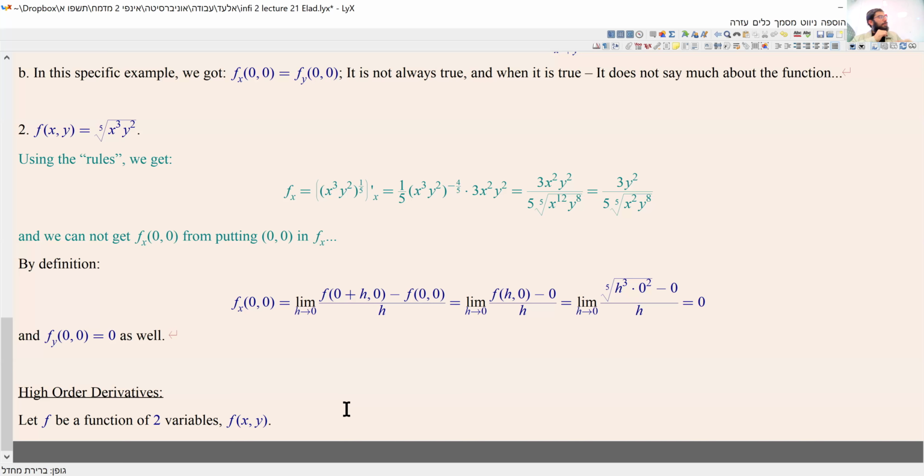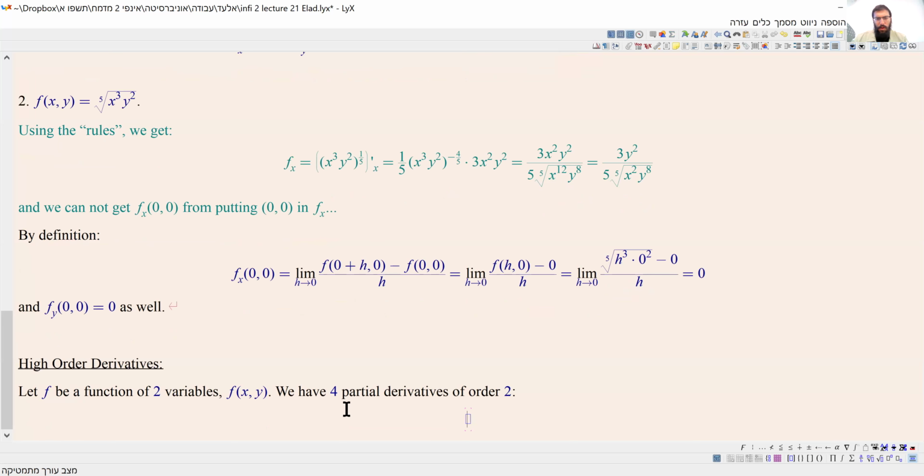Yet again, what do we use differentiation for? Why would I want to differentiate by x and then by y, or by y and then by x? We'll see next week, mainly talking about extrema, but we will mention Taylor series of several variables. It will be extremely fun. We have four partial derivatives of order 2. We have fxx, which is the derivative of fx by x. And the same goes for fxy, fyx, and fyy.